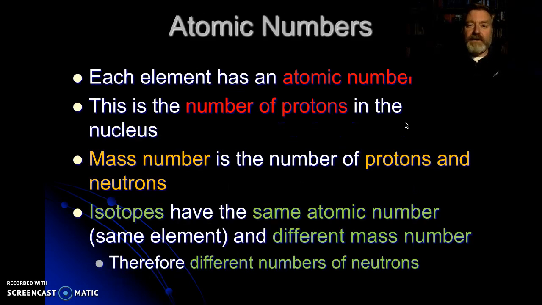So each element has an atomic number. This is the number of protons. The mass number is the number of protons and neutrons. We also have things called isotopes. They have the same atomic number, therefore they are the same element, but they have different mass numbers because they have more neutrons. So we talk about carbon-12 and carbon-14. The only difference is 2 more neutrons.